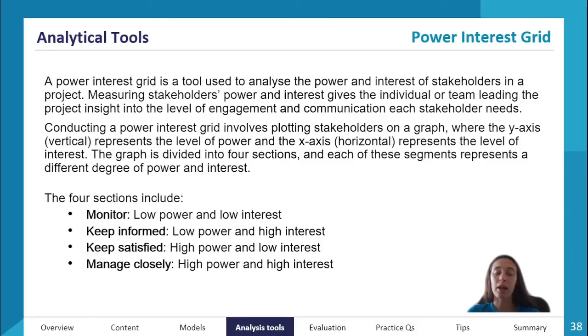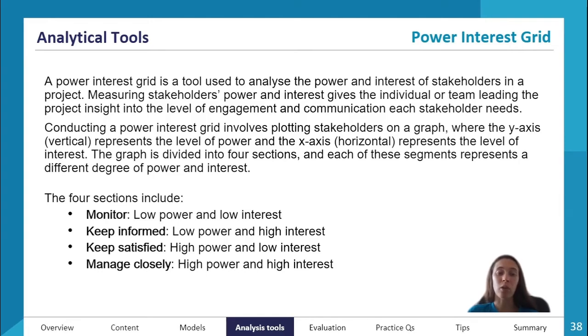And the graph is divided into 4 sections, and each of these is going to represent that different degree of power and interest. So our 4 sections, we've got monitor. This is low power and low interest, and it would be in the bottom left-hand corner of the graph. Keep informed, low power and high interest. Keep satisfied is when you've got high power but low interest. So they need to be happy with what's happening, but they don't really care a great deal. You need to keep them happy because of the power that they have.